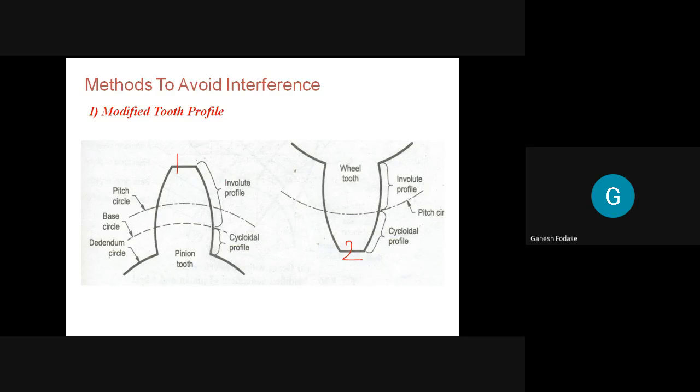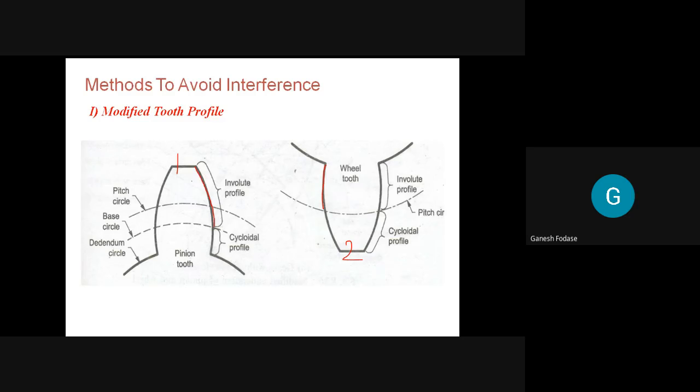So this addendum portion, we can say the addendum is above the pitch circle. The top portion of this gear tooth is made of involute form, while this bottom portion is made of cycloidal form. So this portion of this wheel is in mesh with this bottom portion.